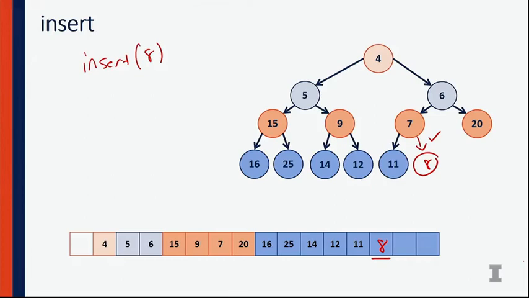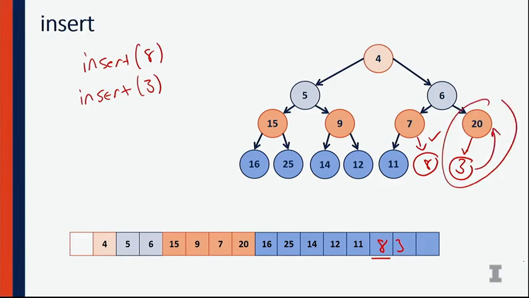Let's insert the element 3. Inserting 3, again I put 3 at the end of the array, and then represent that in our tree model as the left child of 20. Here we have a problem. Now 20 and 3 are out of order. 3 is smaller than 20, which means it needs to be the parent node. To fix this, we simply swap those elements. We find the parent node inside our array and swap 3 with 20. Now 3 belongs here, 20 belongs at the end.